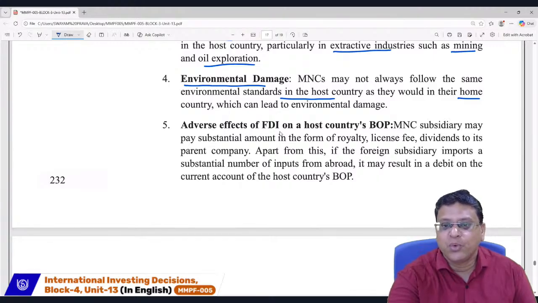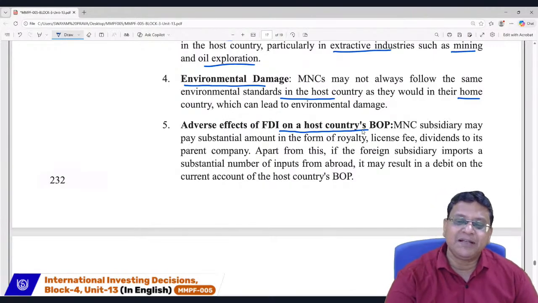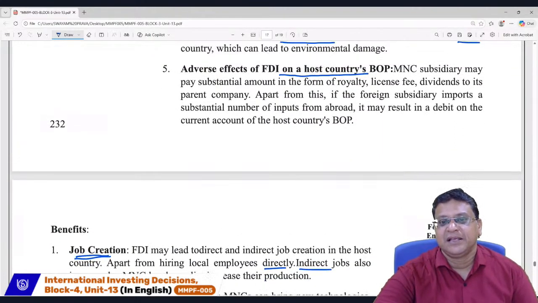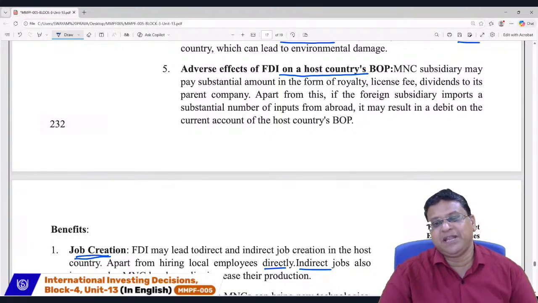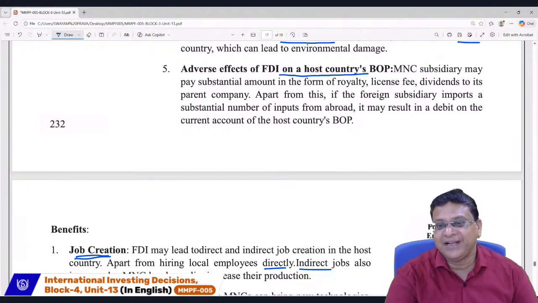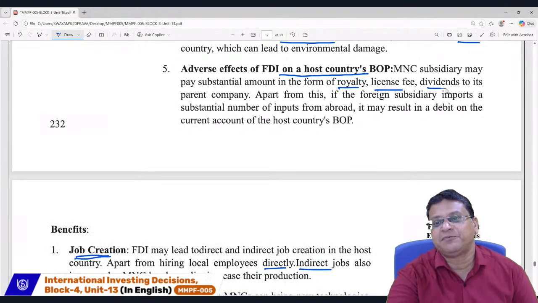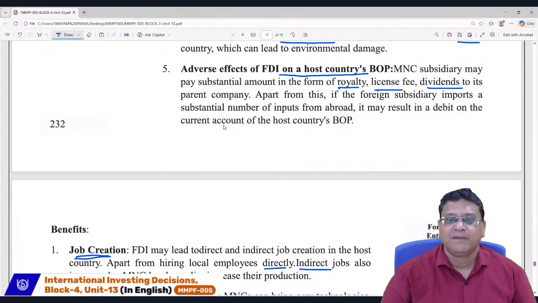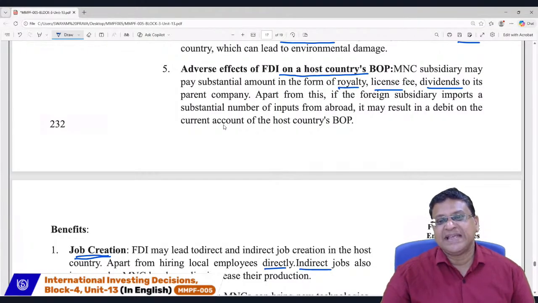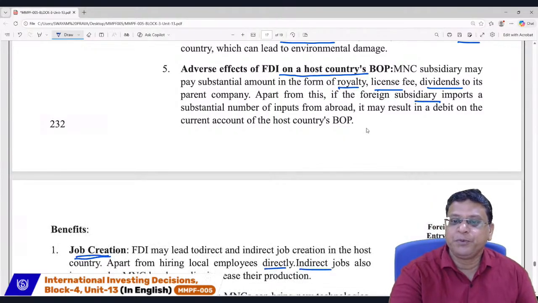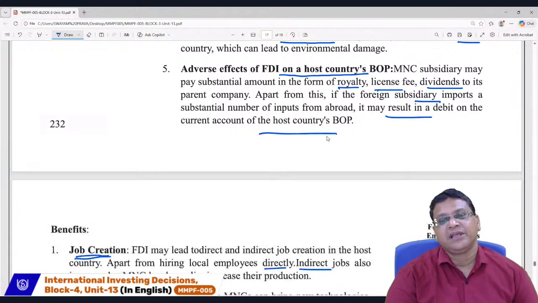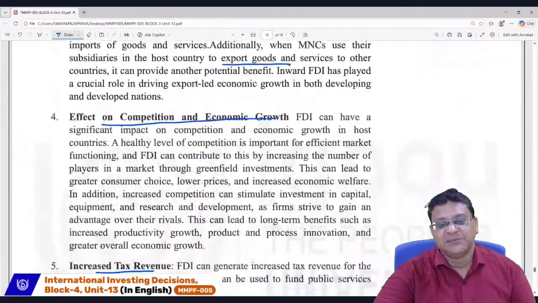Adverse effect of FDI on a host country's BOP. You know that MNCs bring money. They affect the BOP position of the country positively in initial years. But once the MNC is established, in the name of royalty, license fee, dividends, and many other ways, they extract the profit generated in the host country to the home country. So it results in outflow of foreign currency. So it affects the BOP position of the host country in the long run. These are the demerits of MNCs.